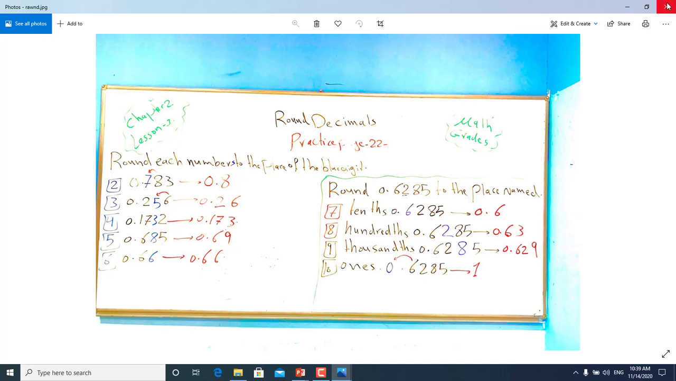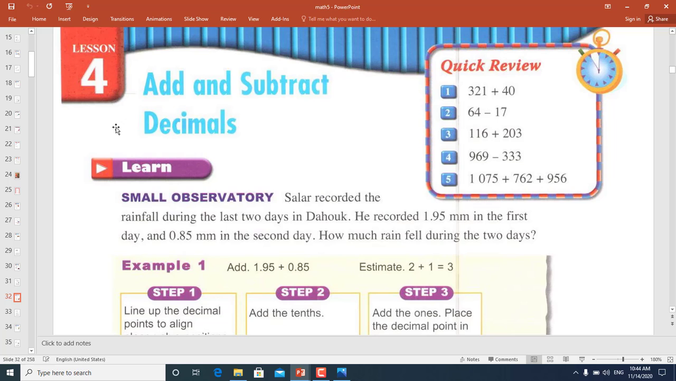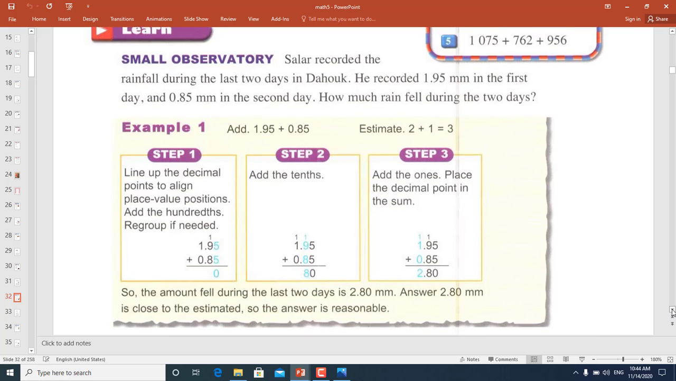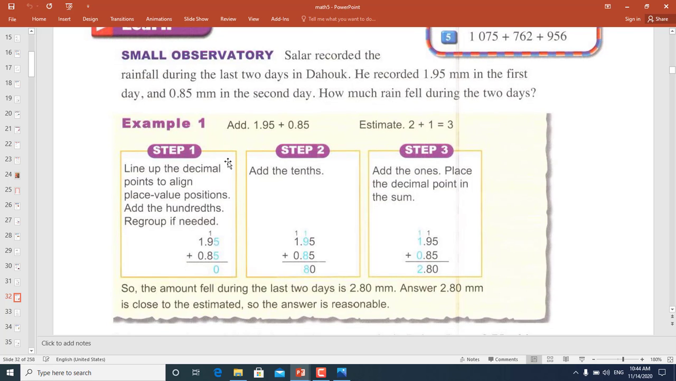That's about rounding. Lesson 4, add and subtract decimals. From this lesson, we learn how you can add and subtract decimal numbers. So in a decimal number, we have a decimal point. It's important to write the decimal points in line when you add or subtract any two numbers together or more numbers. So from there we have 1.95 plus 0.85.